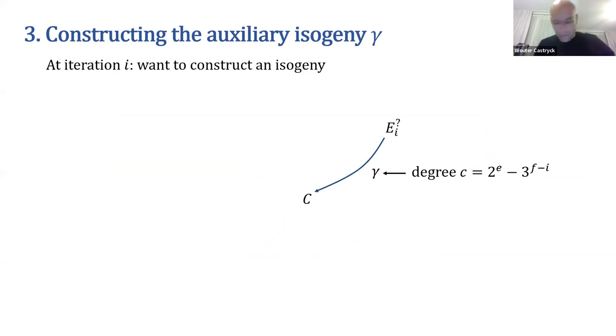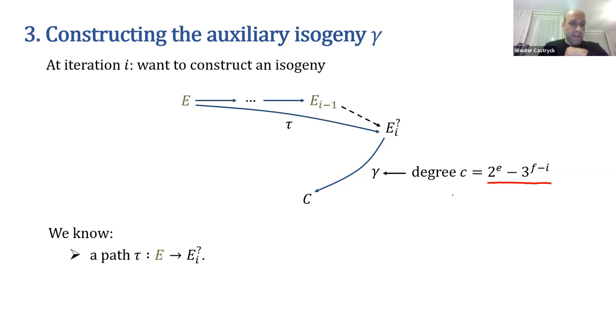Now, I still have to explain. So that's the high level idea of this attack. Or actually, it's not so high level, but I still have to explain a few steps. And the most important step is how do we construct this degree C isogeny? So at the ith step, we will have to construct a degree 2 to the E minus 3 to the F minus I isogeny, which emanates from EI question mark to this auxiliary elliptic curve C. It doesn't matter what it is, as long as we can find an isogeny of that degree. And that's not a trivial thing to do.